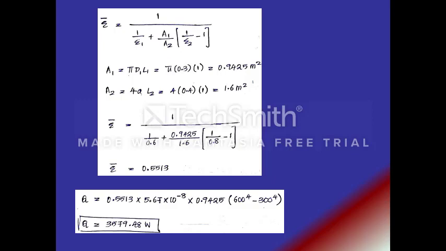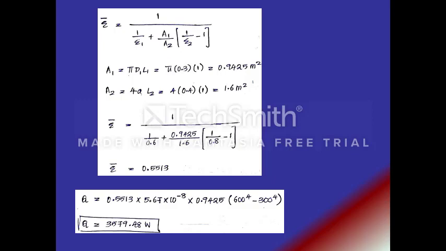Here A1 is the area of the pipe, that is pi into D1 into length of the pipe. Length we are assuming as 1 meter. Diameter capital D1 is 0.3 meter. If we substitute, we will get A1 as 0.9425 meter square. And A2 is the surface area of the brick duct. It is a square duct, so 4 times the side, 4 into a into length of the brick duct, L2. L2 we are taking as unit length, so 1 meter.